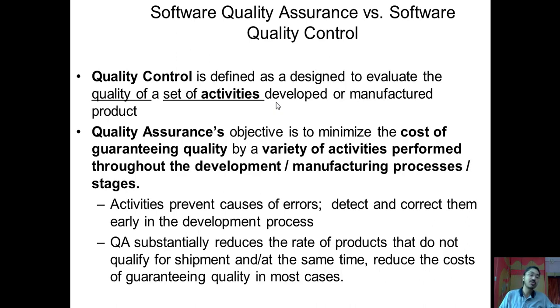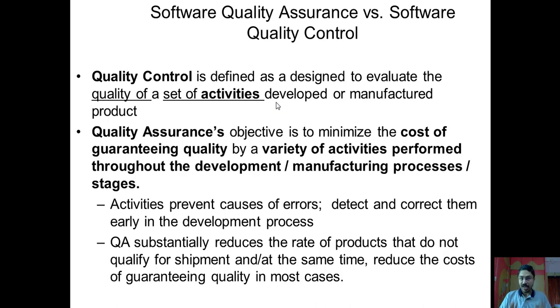Then we can trust the quality assurance part. But if the product failed, then ultimately there will be a question on the process. So basically, quality assurance will ensure the quality, whereas software quality control will actually check the quality. This is the major difference between quality assurance and quality control.